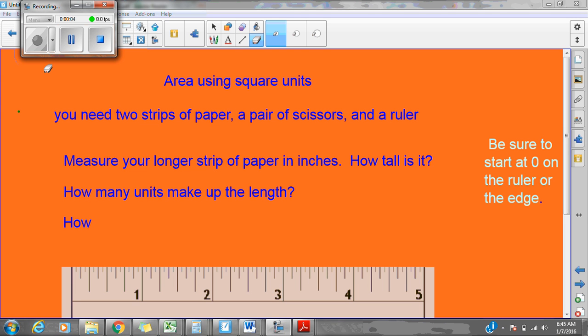area using square units. You need 2 strips of paper, a pair of scissors, a ruler, and a pencil. You have 2 strips of paper with you.